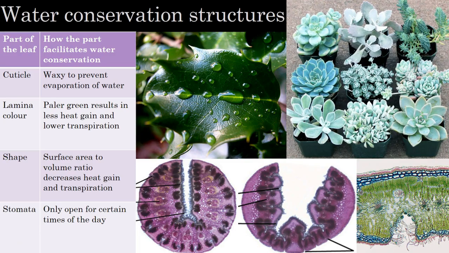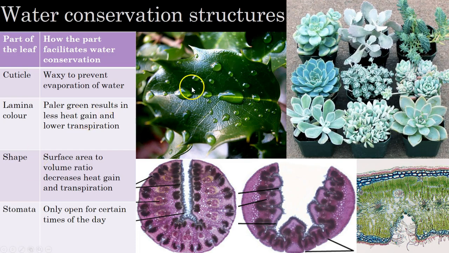So plants have been able to adapt a lot of structures that allow for water conservation. There were a couple in the textbook that you've already had a look at. I'm going to talk about some other ones, specifically ones that are based on Australian plants. So the cuticle, as we know, is a waxy layer that prevents water loss through the epidermis.